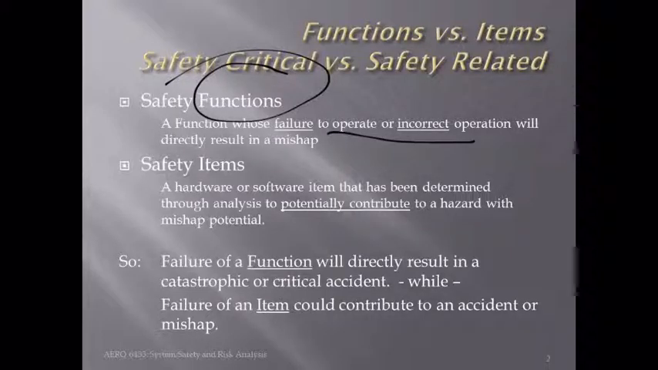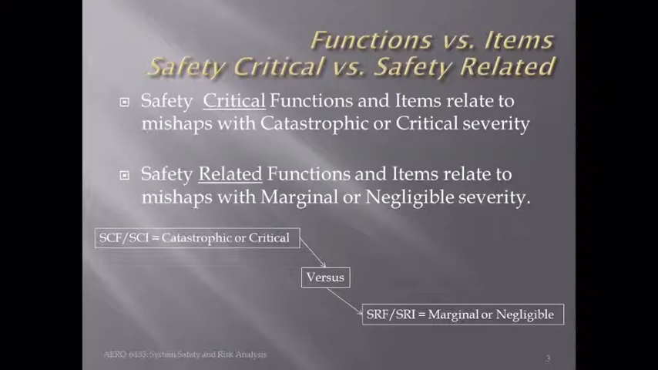By contrast to function, safety items are pieces, parts, hardware, software, things whose failure could potentially contribute to a hazard or mishap. A hydraulic brake hose is an item. For example, if a hydraulic brake hose, that item fails, it may contribute to brake failure, which is a hazard, which has mishap potential. The terms critical and related, let's talk about those briefly.